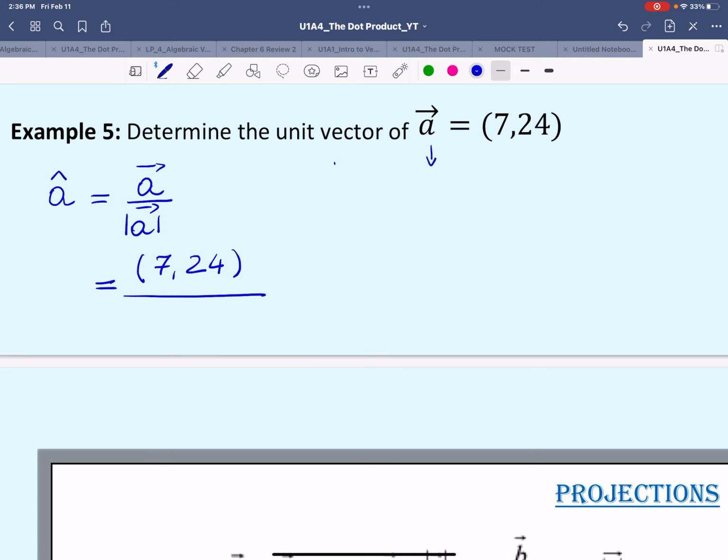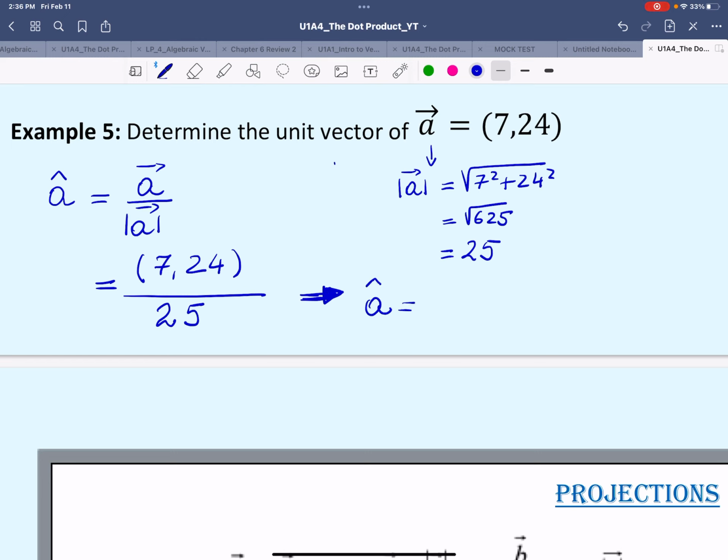Knowing the coordinates of vector a, we can say the magnitude of it will be the square root of 7 squared plus 24 squared, which is the square root of 625. That will give 25 units. So that means that unit vector a is (7, 24) divided by 25. Now, since the unit vector a is a vector, we'll determine the coordinates based on this formula.